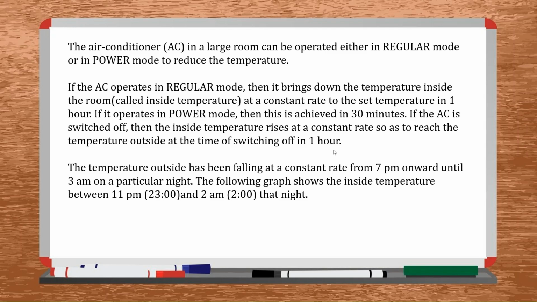We also have some other information. The temperature outside has been falling at a constant rate from 7 p.m. onwards until 3 a.m. on a particular night. We also have a graph which shows the inside temperature between 11 p.m. and 2 a.m. on that particular night.